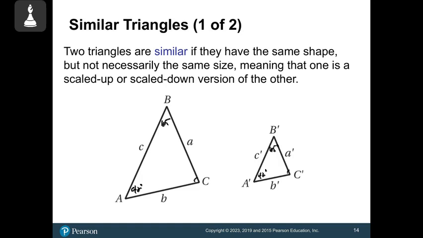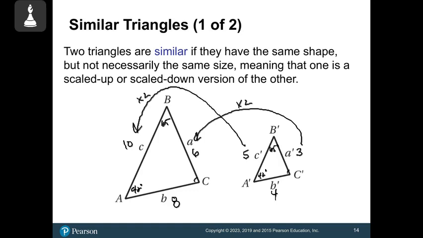So what that means is something like this. If the sides over here were 3, 4, and 5, the sides over here could be 6, 8, and 10. They're proportional. 3 to 6 is exactly double. 5 to 10 is exactly double. And 4 to 8 is exactly double. So the relationship between all the pairs of sides is going to be the same.